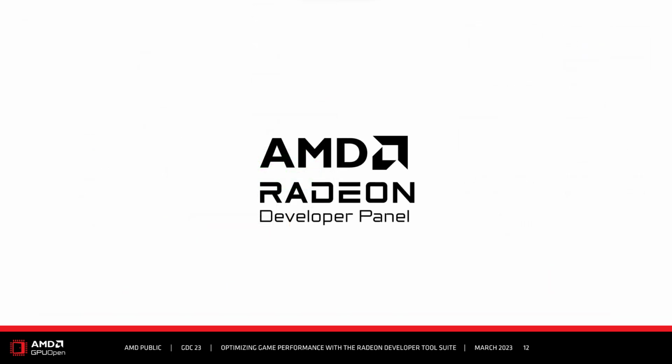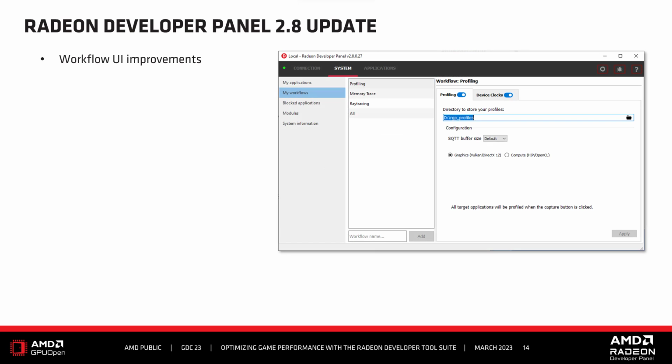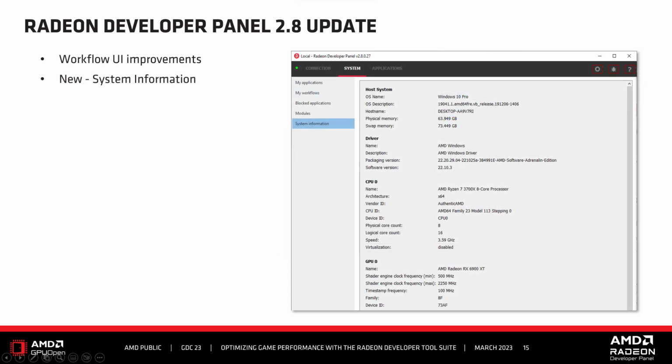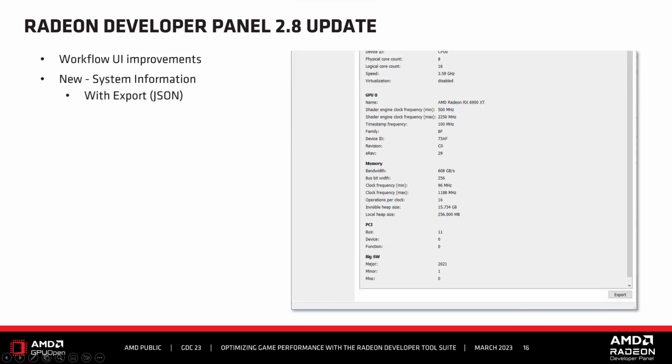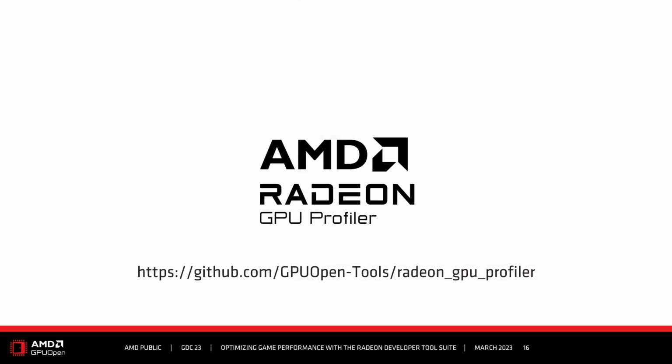Starting with the Radeon Developer Panel, we have improved the usability of the UI for customizable workflows. And we have added a new system information pane with the ability to export the information in JSON format. Other than these small changes, work on the panel has focused on support for RDNA 3 and on stability and bug fixes. Now, let's talk about the Radeon GPU Profiler.